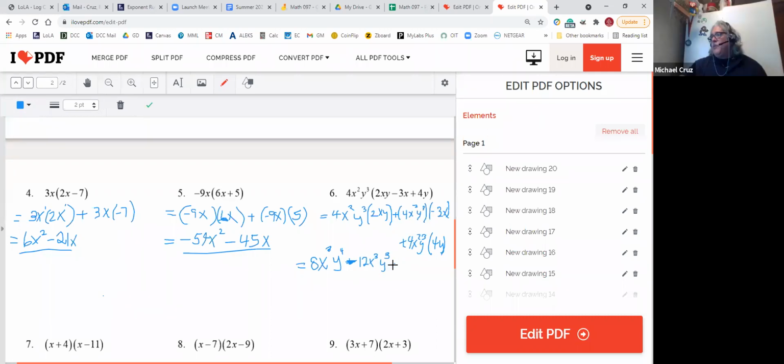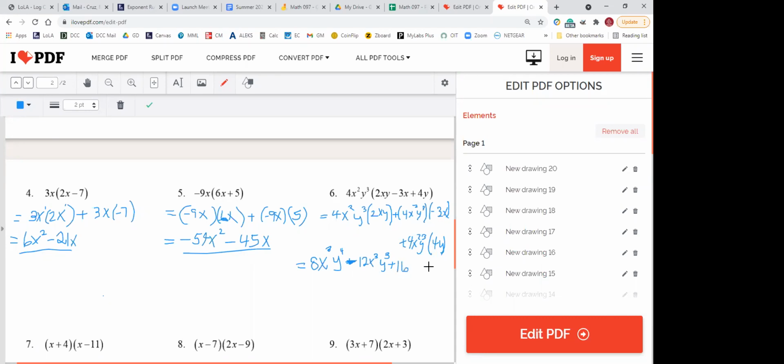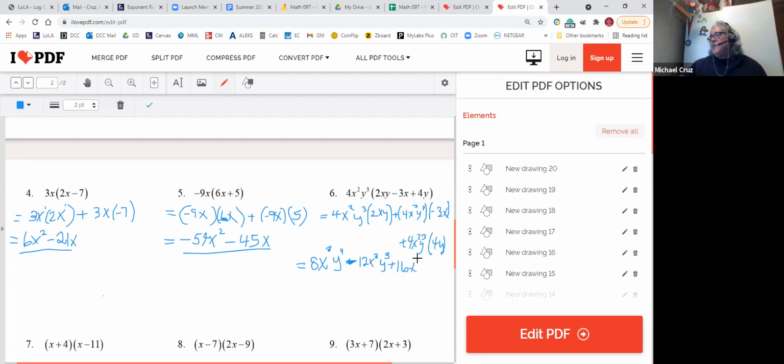And the last one is a positive term. 4 times 4 is 16. The x squared does not have anything on the other side, so it's just x squared, and then this is y cubed and a single y.